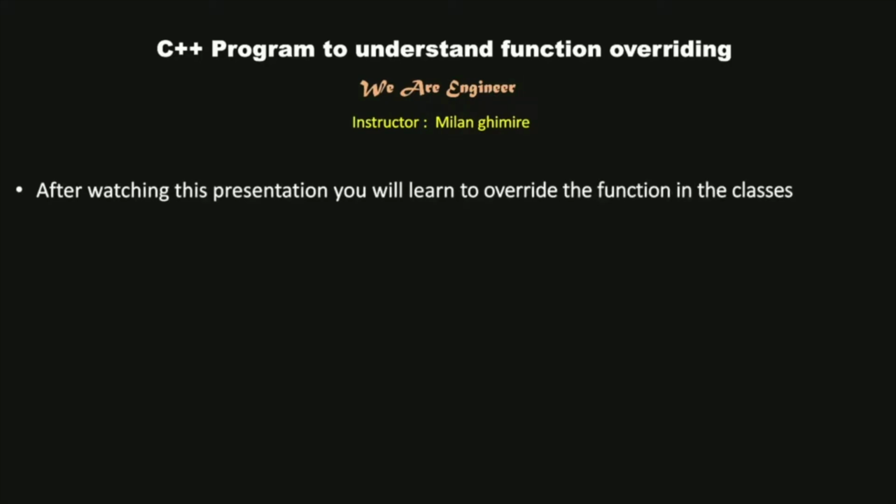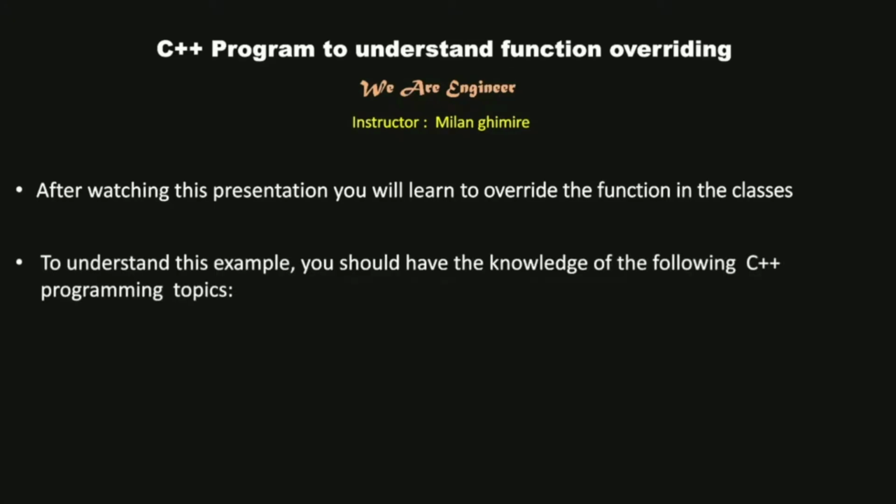After watching this presentation, you will learn to override functions in classes. To understand this example, you should have knowledge of the following C++ programming topics: classes and objects, inheritance, and function overloading. I am focusing on function overloading because when we know about function overloading, it will be very easy to learn about overriding. If you haven't already watched these videos, I will give the links down in the description. You can check it out there.